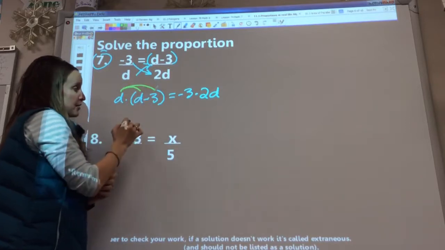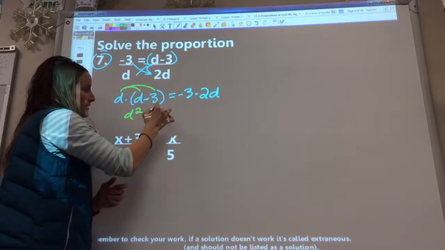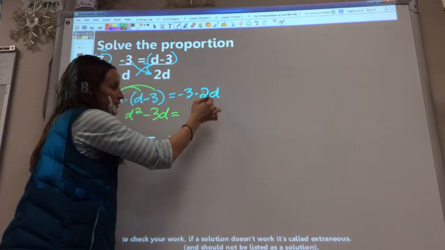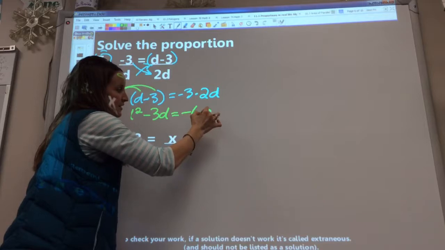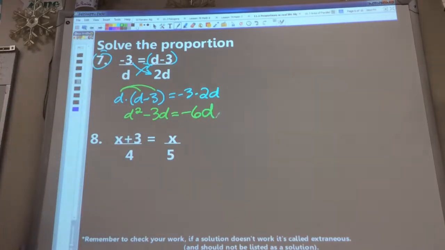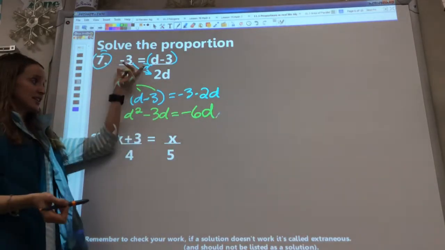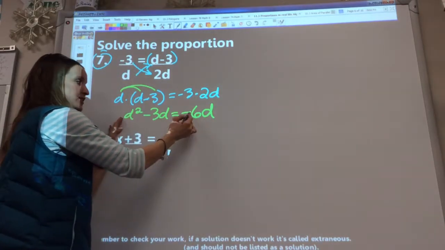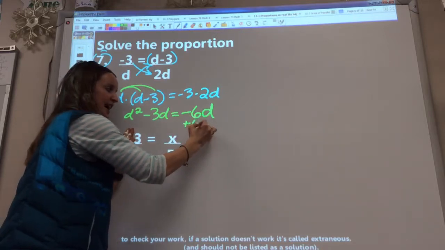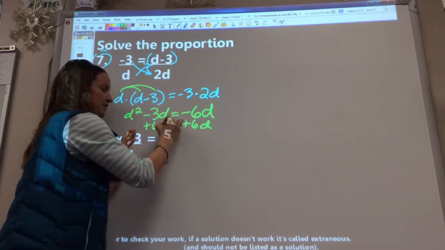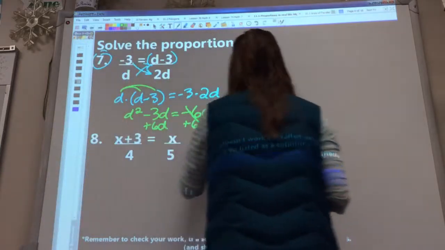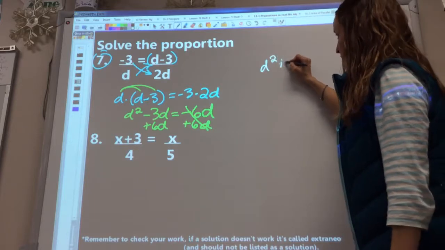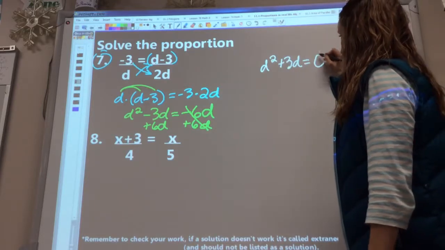Right here, we have to distribute. We have d squared minus 3d when we distribute d times negative 3. And then we get negative 3 times 2d, which is negative 6d. Well, if you notice, it's asking us to solve. This is just like last chapter. So we're going to want to get everything to one side. And the opposite of a negative 6d is to add 6d to both sides. Leaving us with, I'm going to change colors real quick, d squared plus 3d equals 0.